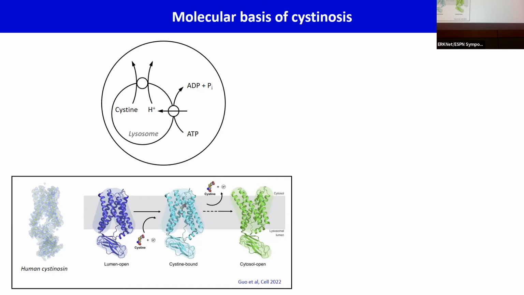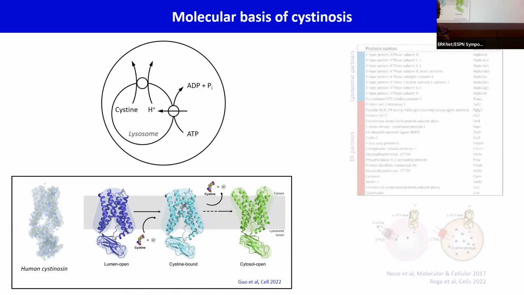And a few months ago, the 3D structure of cystinosin was resolved and published, and actually confirmed everything we knew. So cystine is admitted into the transporter where it binds to its groove, and it's really the proton that changes the conformation of the protein and releases cystine into the cytosol.